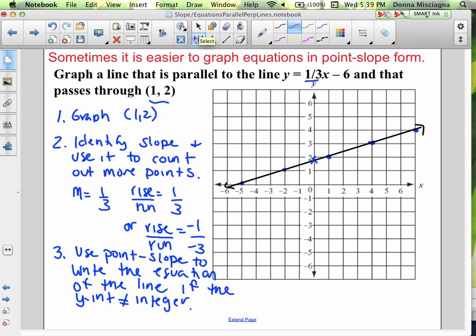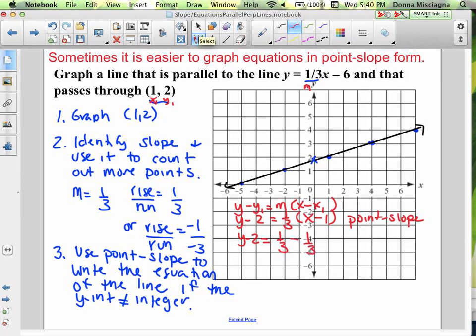We've got a point, and we know the slope. So I'll write the formula again. y minus y1 equals m times x minus x1. So we'll have y minus 2 equals 1/3 times x minus 1. There's our equation in point slope form. If we simplify it, we'll have slope-intercept form. We'll just distribute the 1/3. y minus 2 equals 1/3 x minus 1/3.